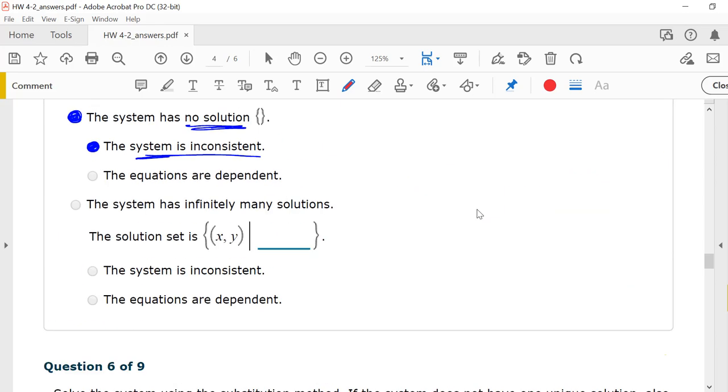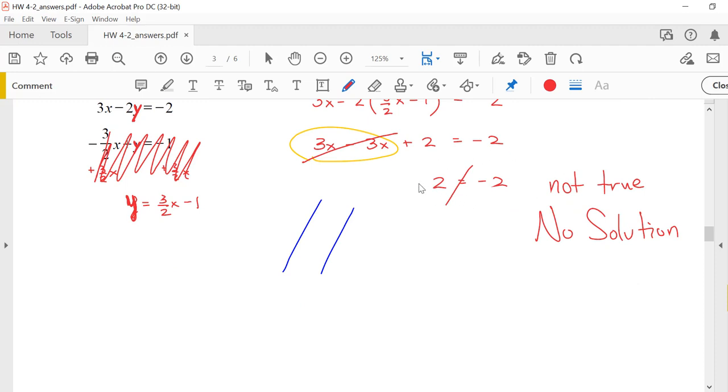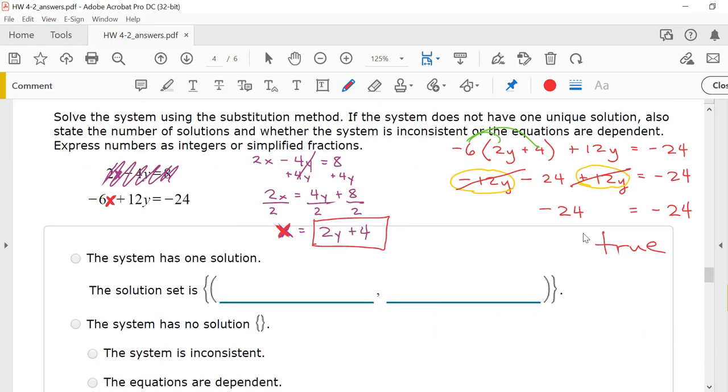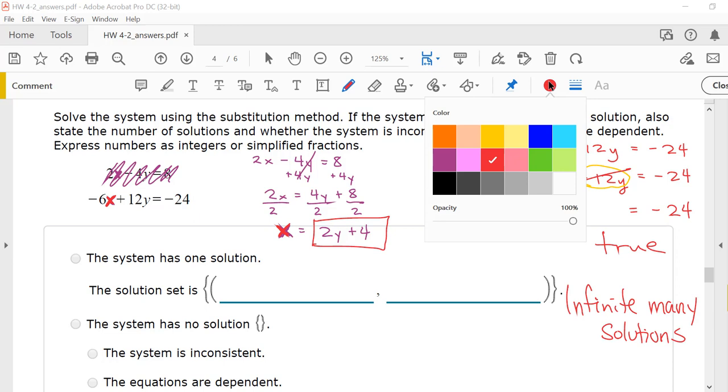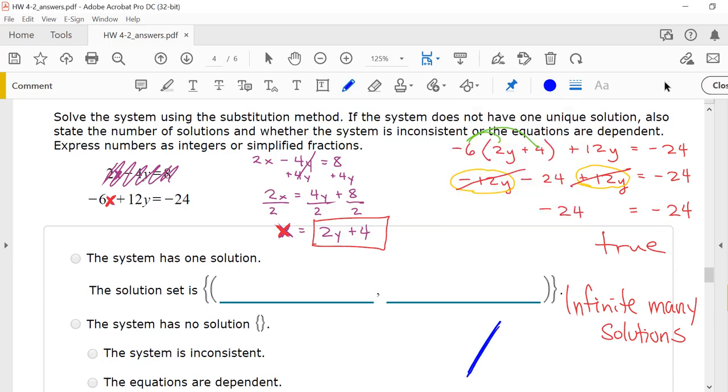Now, let's go back up here and look at the one before it. We ended up with some kind of a false statement. This was not true, so there was no solution. When we end up with a true statement, like negative 24 equals negative 24, that means there are infinitely many solutions. How did we get that graphically? The lines had to coincide. They had to be on top of each other. There's the red line, there's the blue line. There are infinitely many solutions to this system.